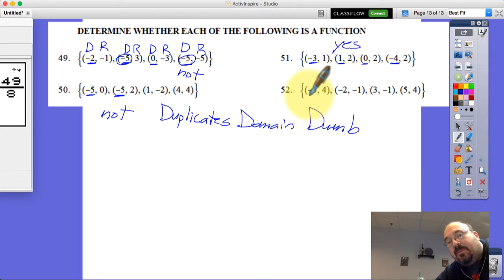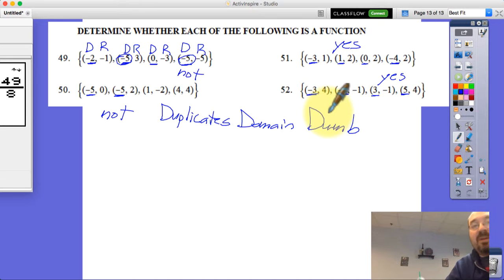Problem 52. -3, -2, 3, 5. Again, it is a function because there are no duplicates in the domain. So just remember, if you see a duplicate in the domain, in other words, if that first number shows up more than once, then it's not a function. If each of these first numbers is unique and isn't being duplicated, it is a function, and that's all you do.